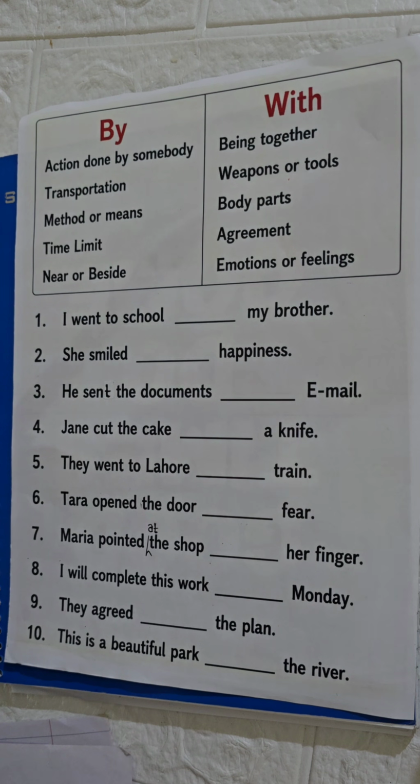Now, number five, near or beside. We use by with near or beside. For example, she's sitting by the window. The boy is standing by the tree. Here in both the sentences, by means near.